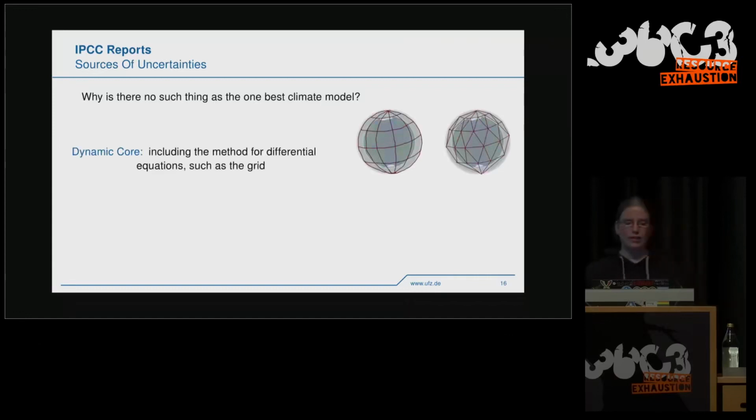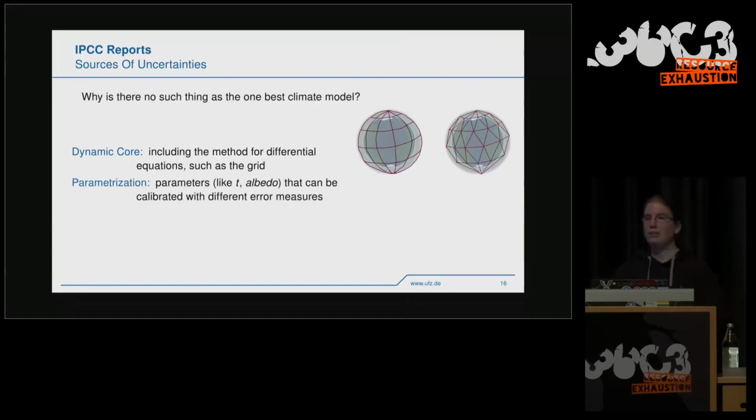For example, the so-called dynamic core, including the method for differential equations, or something like grids. For example, if we have a triangular grid or rectangular grid. On rectangular grids, we usually can calculate faster, but on triangular grids, we could, for example, increase the resolution locally. That might be differences, and both have advantages and disadvantages.